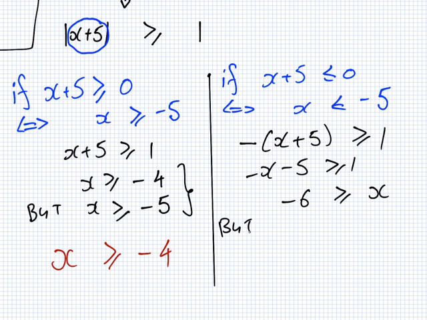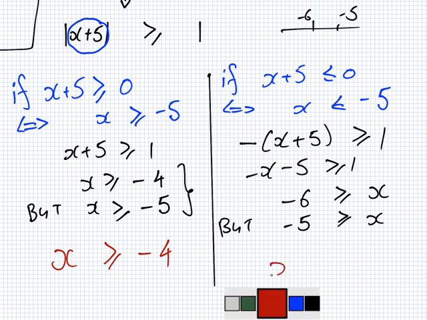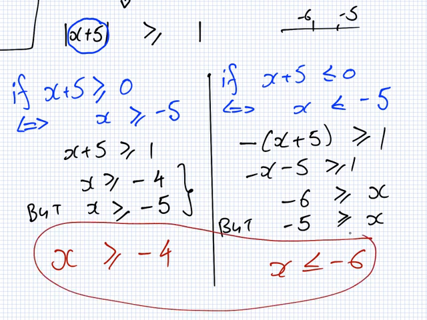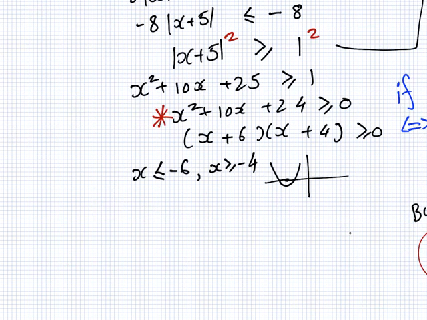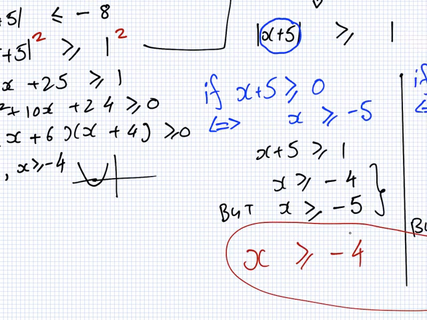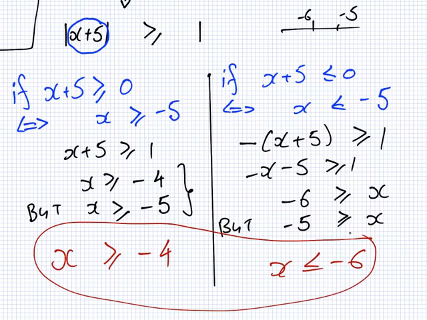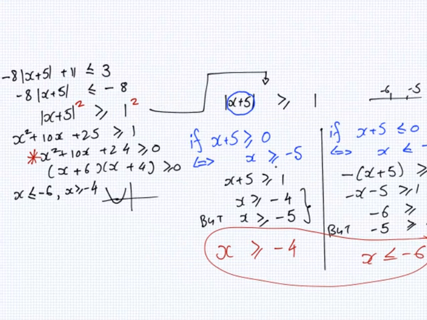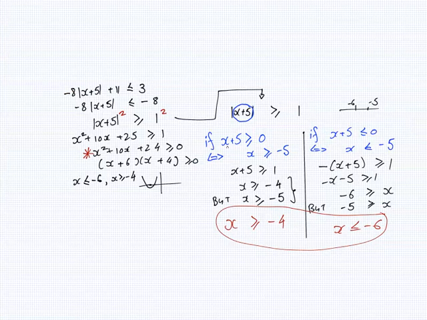But x must also be smaller than minus 5. So here's the number line, minus 6, minus 5. How could x be smaller than minus 6 and smaller than minus 5? Smaller than minus 6. Now, are these two answers the same? Bigger than minus 4, smaller than minus 6. They are. So you have two methods here.